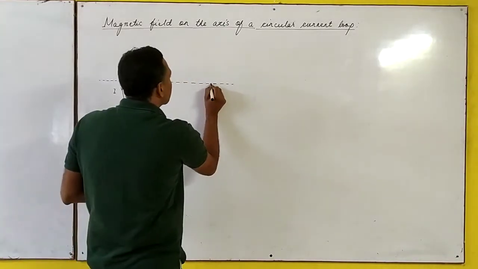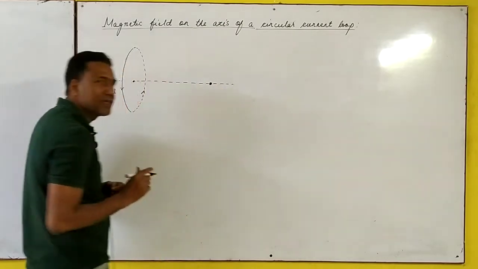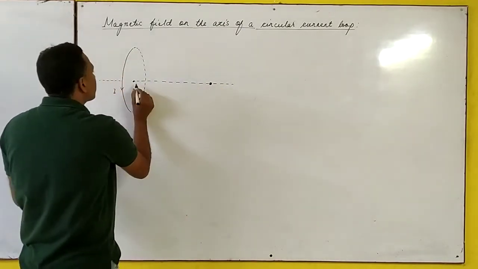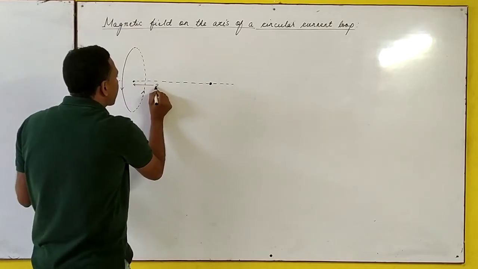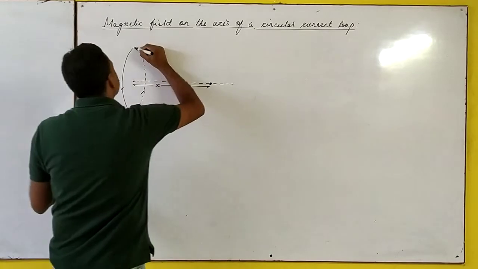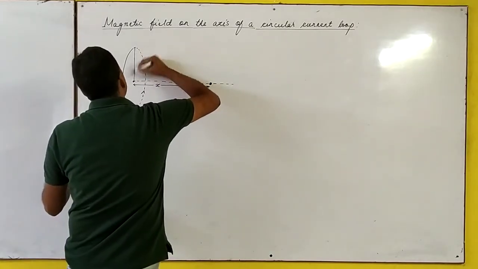Let me take a point. Suppose there is a point on its axis and we are interested to find out the magnetic field here. Suppose the distance of the point from the center of the loop is x. This is x. Okay. And let me take the radius of the loop to be r.